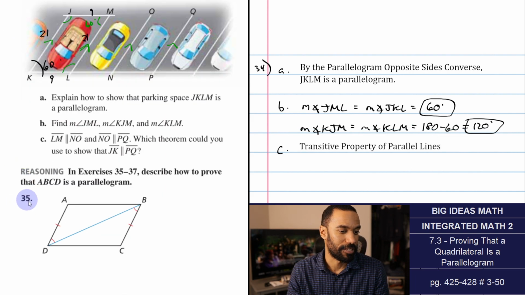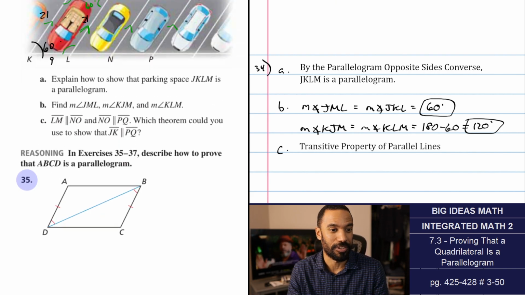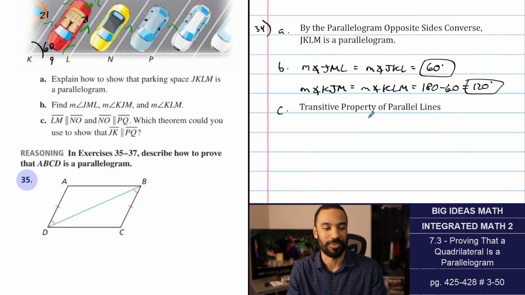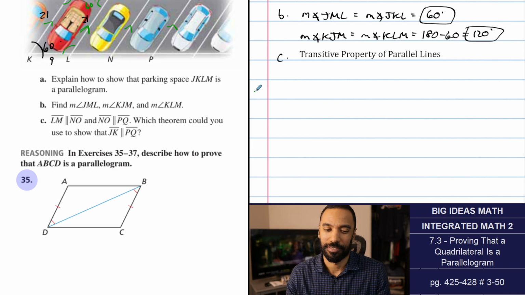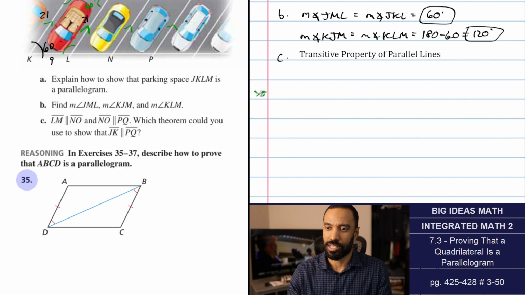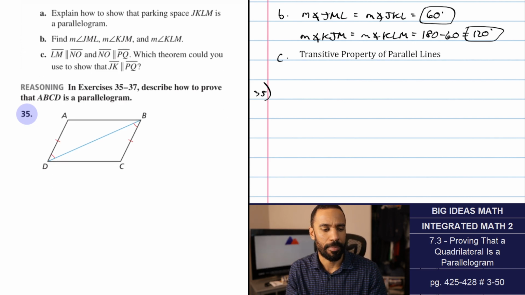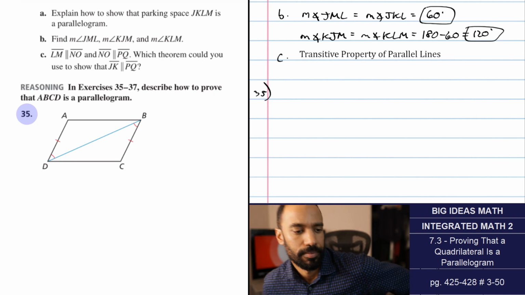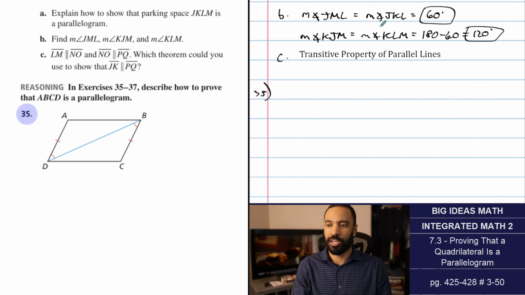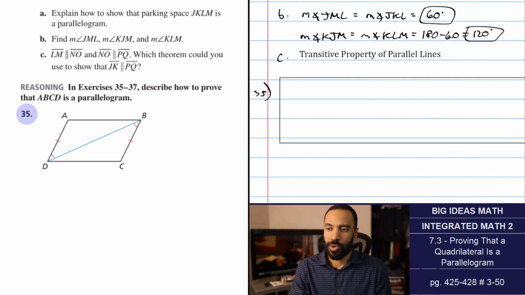Now, two lines perpendicular to the same line aren't perpendicular to each other. That doesn't have a transitive property. You can't do that. All right, number 35. Whoops. Describe how to prove that ABCD is a parallelogram here. It doesn't say prove it. I wonder if I can go without it. Probably not. It just says describe how to prove. All right. So on the first one here, number 35, basically you have some givens.